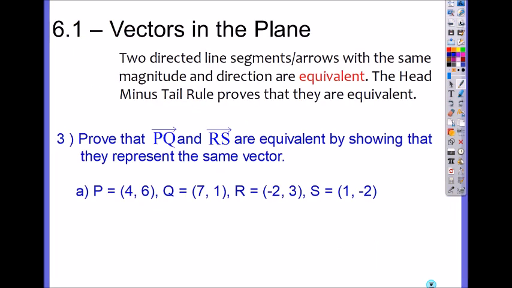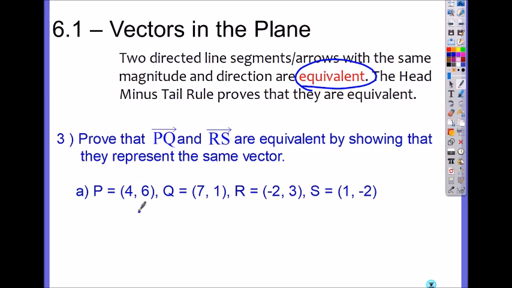Yeah. So here's another term. Whenever we say vectors are equivalent, the same, it's when the vectors have the same magnitude and direction. So it basically means if they have the same component form, then they are equivalent. Okay? So prove that vectors PQ and RS are equivalent by showing that they represent the same vector. So again, if they have the same magnitude and direction, meaning the same component form, they're equivalent.